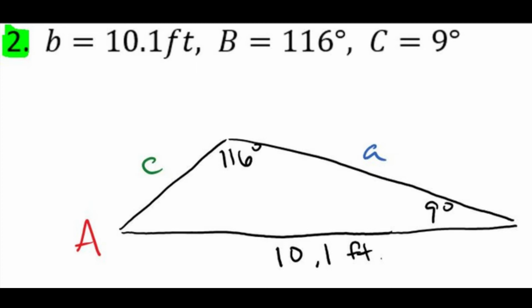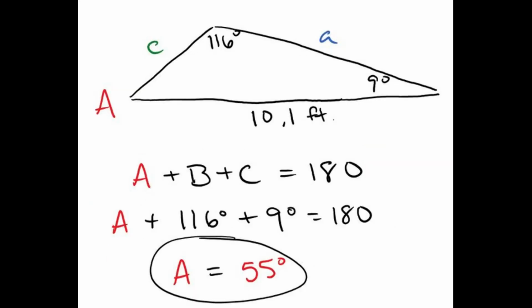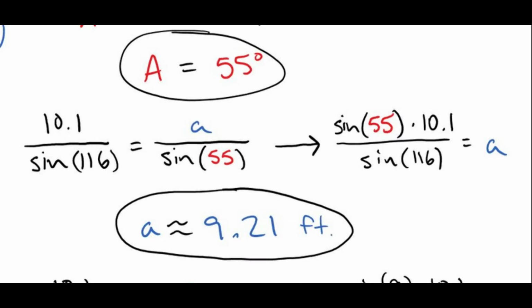At the beginning of the problem, I knew I had 2 angles, so I'm going to find the third by just saying A plus B plus C is 180. I know B, I know C, so A must be 55 degrees, and that's what I got. And then to find the missing sides, I'm going to do a couple law of sines. They gave me a 10.1 and the angle of 116, so I used that.